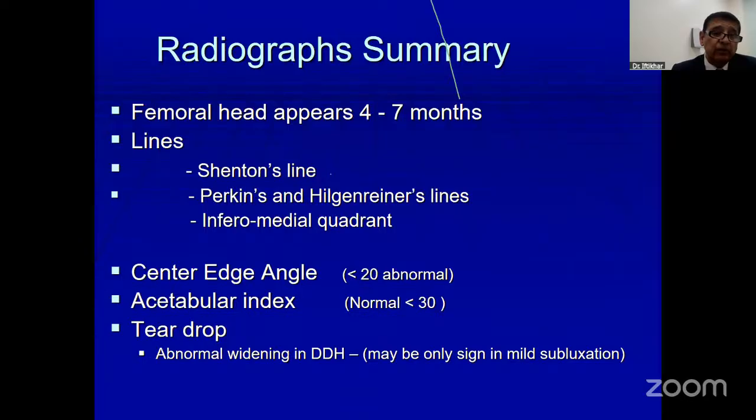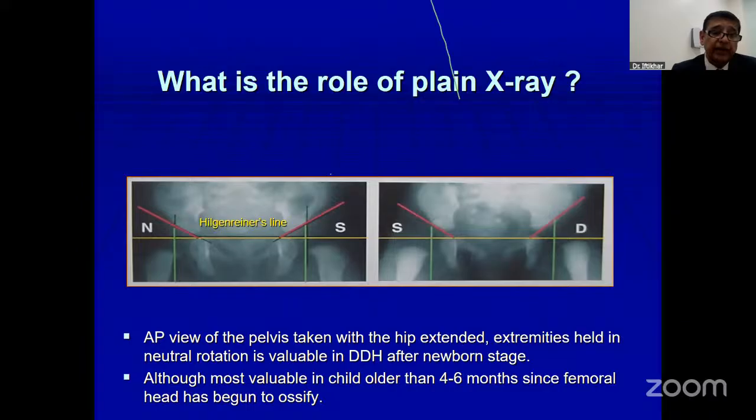Now, what do we do for X-rays? The femoral head appears at 4 to 7 months. But if you look before that, at the age of 3 months, you have to know a few lines to read the X-ray as a pediatrician or GP. There are Shenton's line, Perkins' line, Hilgenreiner's line, and then the central edge angle, the acetabular index, and the teardrop. The teardrop sometimes may be the only sign of mild subluxation in DDH.